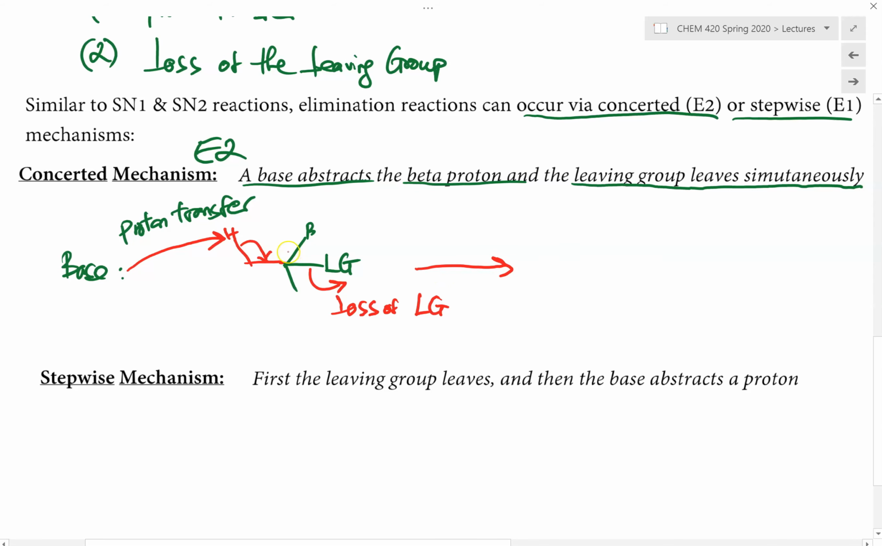So again, this is the alpha position and this is the beta position. In this case, the double bond will be formed between the alpha and the beta position. And now the leaving group has broken off with the electron, and the base now has the proton on it. So this would be the E2 mechanism.